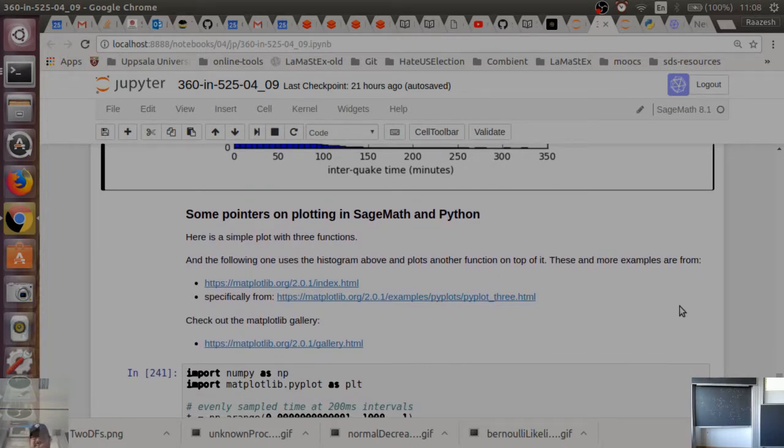Okay, some pointers on plotting in SageMath. I'll just maybe let you read this.